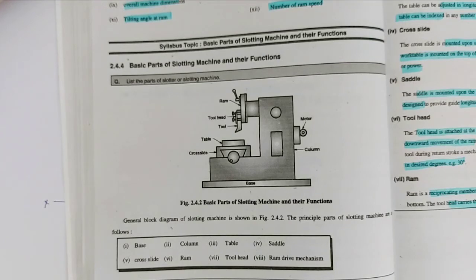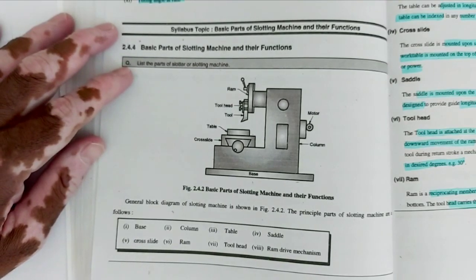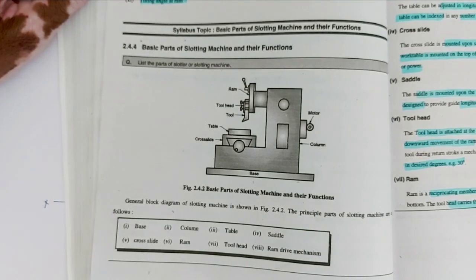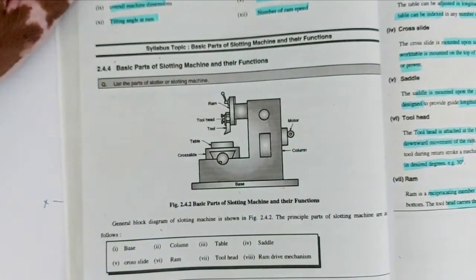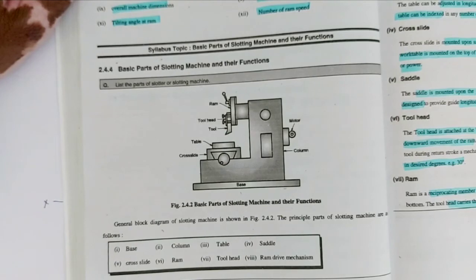Tool head. Tool head is attached at the bottom end of the ram. It carries the tool post. The cutting action takes place during the downward movement of the ram. Like the shaping machine, it has a quick return after the cutting stroke. To release the tool during the return stroke, a mechanism is fitted in the tool holder. For some angular operation, the tool head can be swiveled at a desired degree, for example 30 degrees.